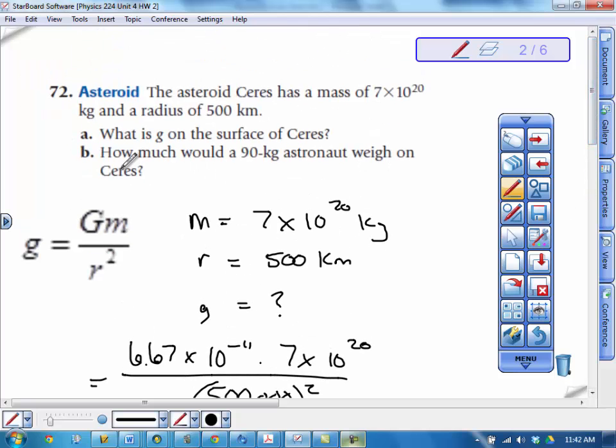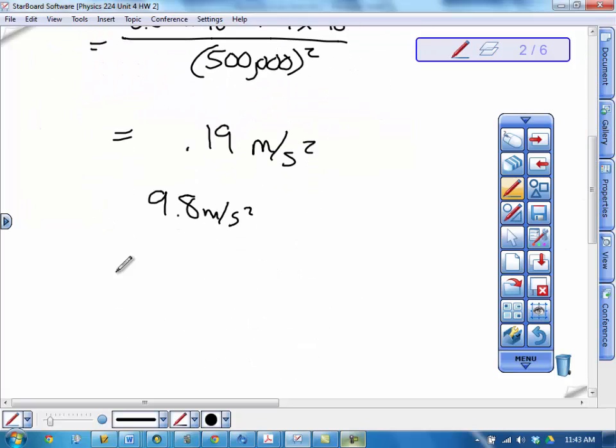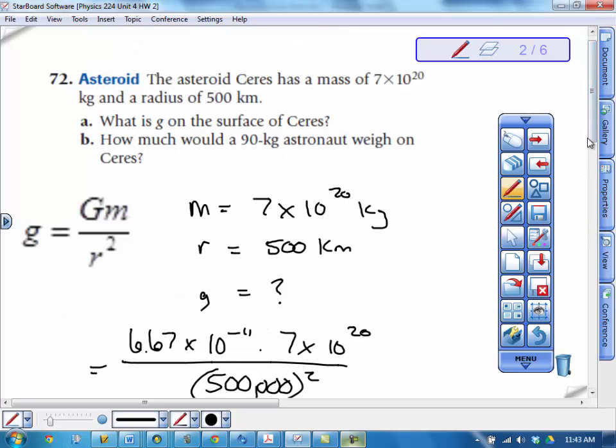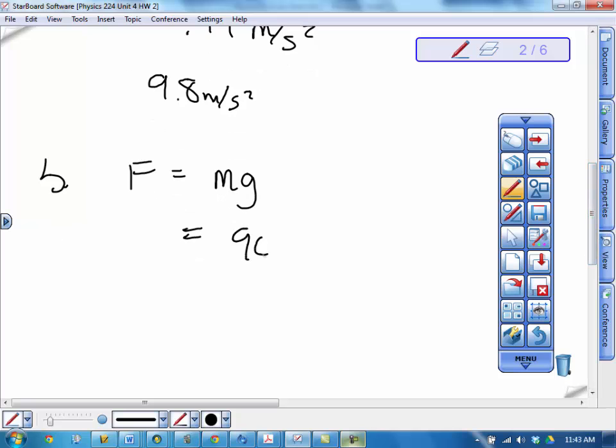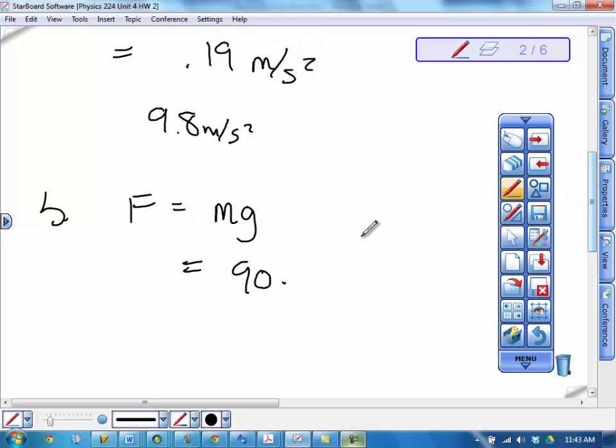And it actually says, how much would a 90 kilogram astronaut weigh? Well, weight for part B is F equals mg. So the mass they gave us was 90 kilograms, times the g on this asteroid, which is 0.19, which would be about 17 newtons.